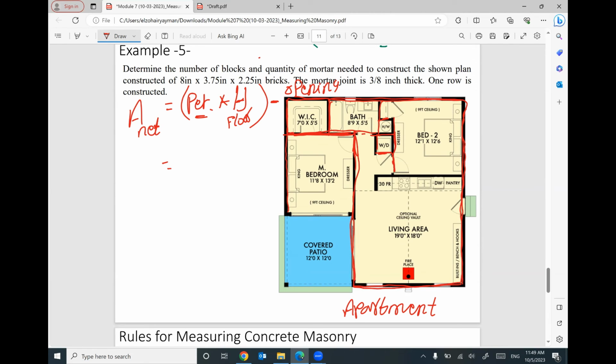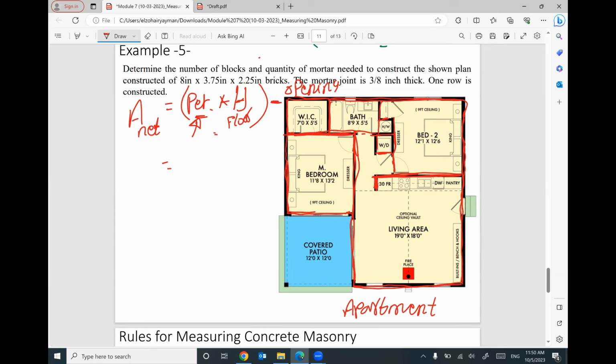Regardless, do you have a door or windows? I don't care. Do you know why I don't care? Because later you will subtract this opening. This is the perimeter. So you have to use your calculator to figure out the total length, or the total perimeter, of these walls. If you multiply this perimeter by the total height of the building or the floor, you can find out the total surface area.